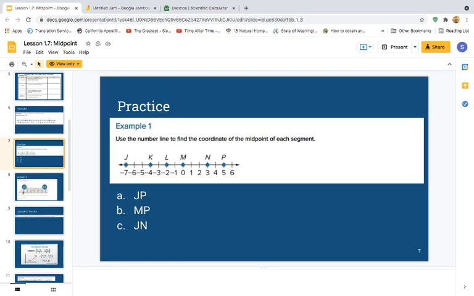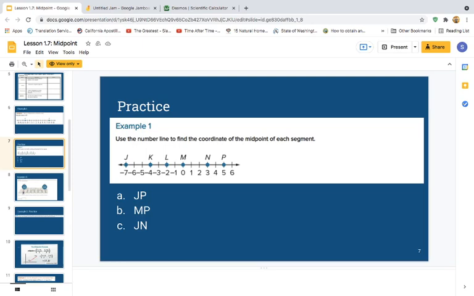So we have JP, so the distance between JP, -7 and 5. 7 plus 5 is 12, so there is 12 between JP. And if you don't believe me, you can always count, right? But -7 to +5 should be a distance of 12. So what is half of 12? Half of 12 is 6. And so if we count 6 up or down from either side, we should be at the midpoint. So 1, 2, 3, 4, 5, 6 is at -1. So the midpoint here is going to be -1 for JP.